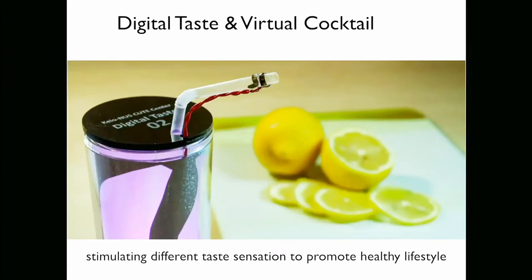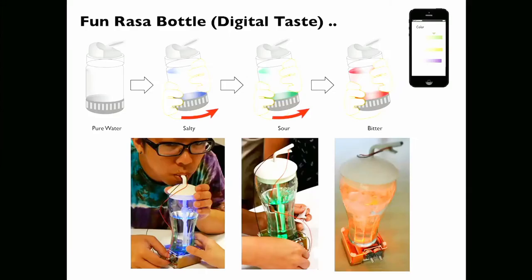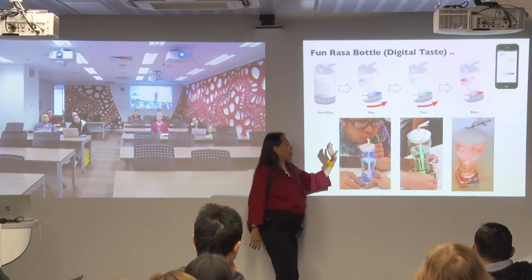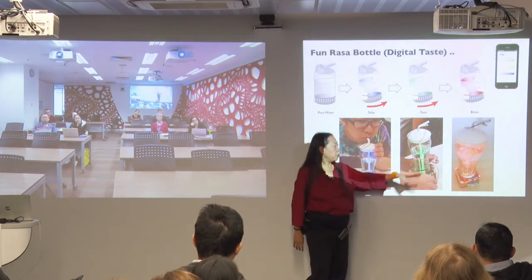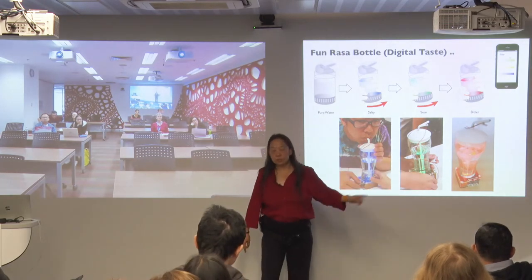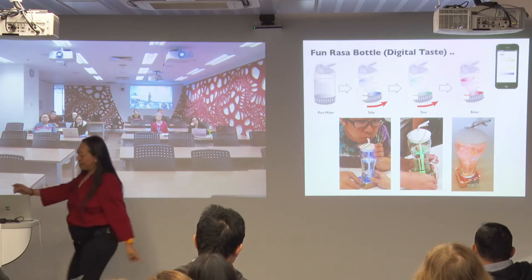So we're trying to do it on the straw, we're trying to put it on a water bottle, and we also use color to help you think about, oh, blue, ocean, salty, or lime green, sour, or red one, bitter. And Coca-Cola didn't like that we use red for bitter. Maybe Coca-Cola should be red, should be sweet.